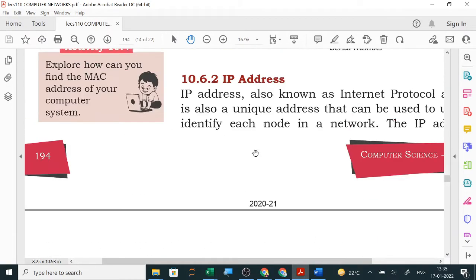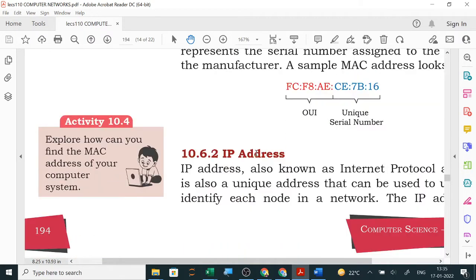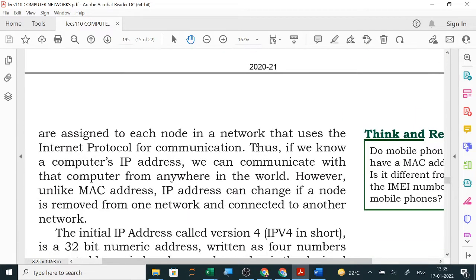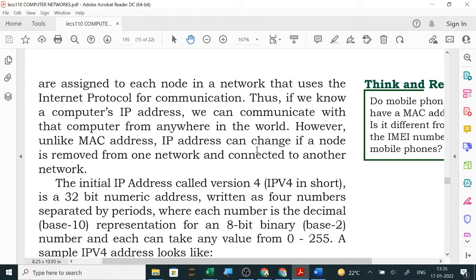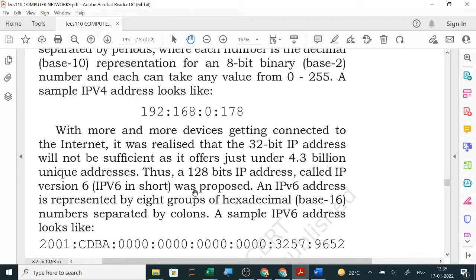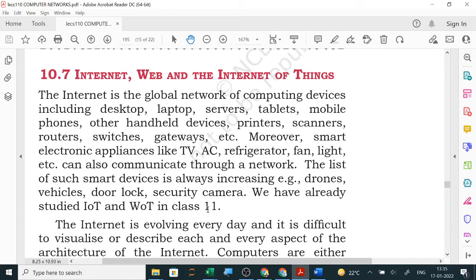MAC address we get during manufacturing only, and IP address we get when we are connected to a network. Two types of IP address you have seen just now. The first one is IP version 4 and the second one is IP version 6. Clear? And why it is used, that is also given.